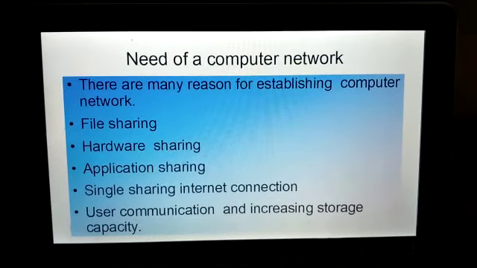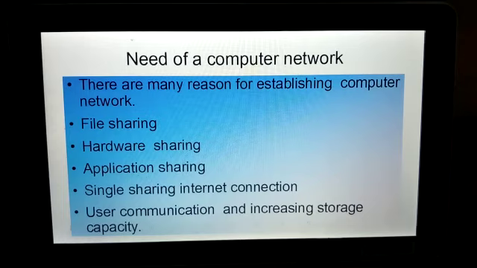Application sharing. It means that one application is shared by more than one user. The example of application sharing is in a bank: cashier, manager, ATM machine. Users use the same application over the network. Bank balance updated at one point is updated for all branches immediately.